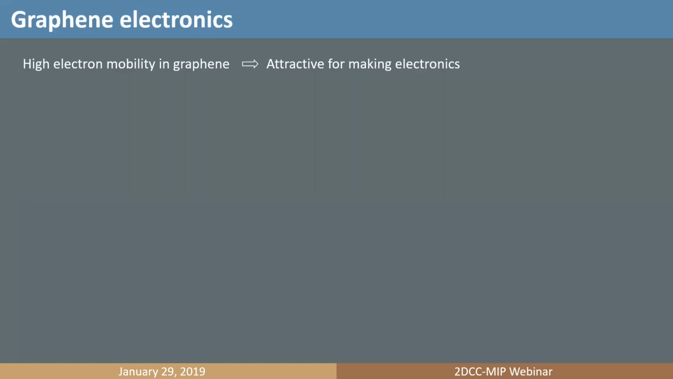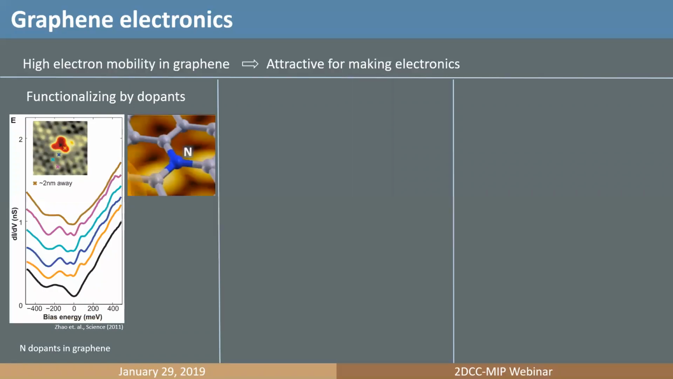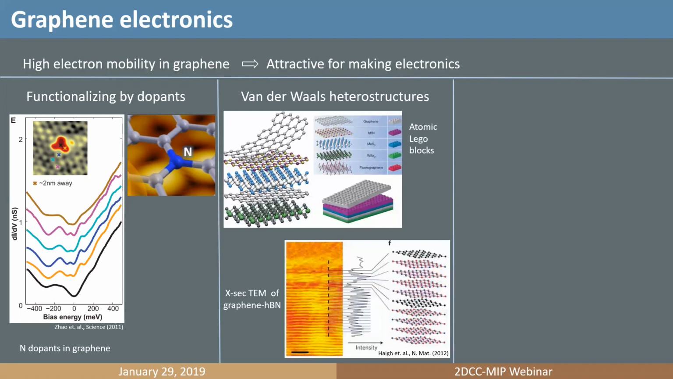So ever since graphene was shown to have very high electronic mobility, it has always been very attractive for making electronics. And here are some of the techniques that people have tried to influence the behavior of electrons in graphene. One is by functionalizing it with dopants. So this is an individual nitrogen atom embedded in a graphene lattice. And depending on how far you are from this X point, the dI/dV measurements show that the electronic density of states change. Another method is by stacking graphene with other materials like atomic Lego blocks.